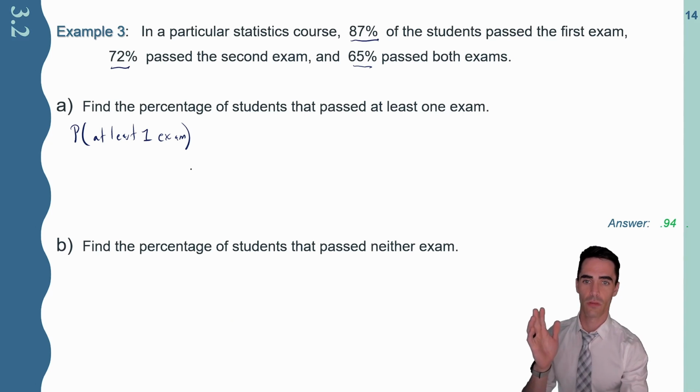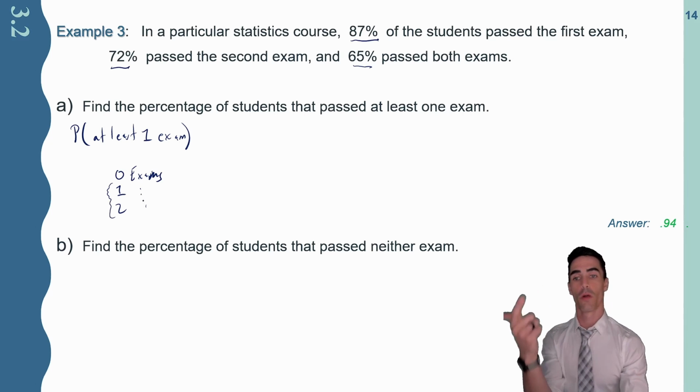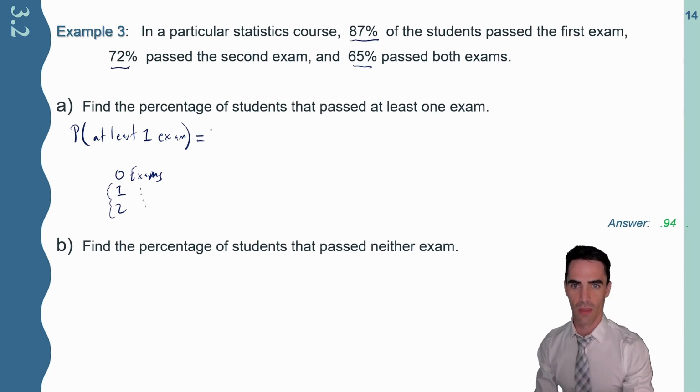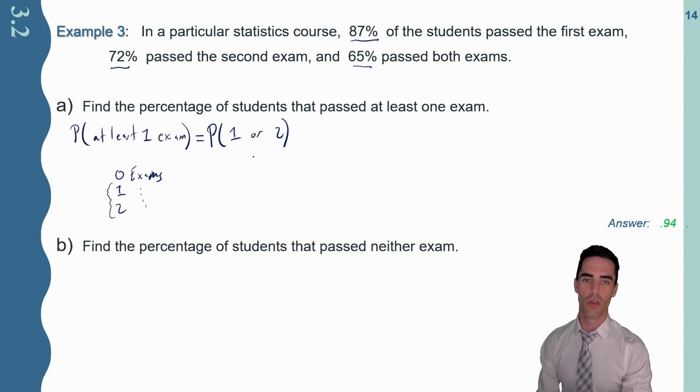It's like anything goes. So when we read at least one exam, I can think of all the different passings. It's like no exams, 1 exam, and 2 exams. I want these two. That is, they passed the first one or the second one. Okay, I think we figured out how we're going to work this thing. This is the exact same event as the probability that we pass the first or second exam. At least one exam is the same thing as they pass 1 or 2.